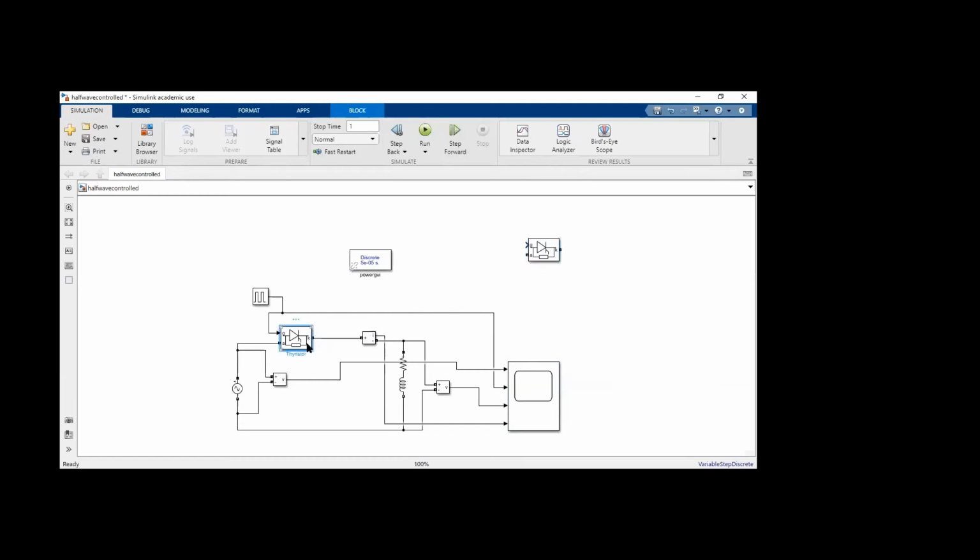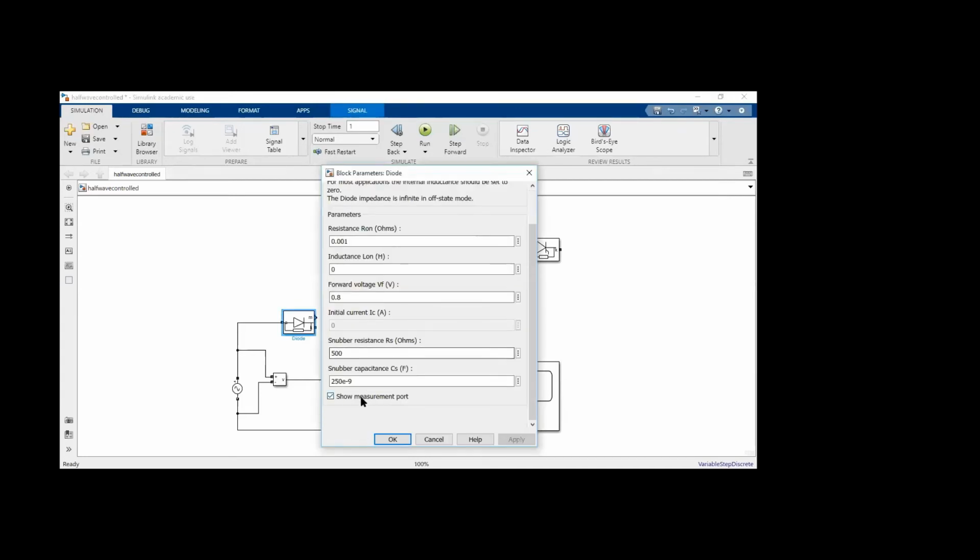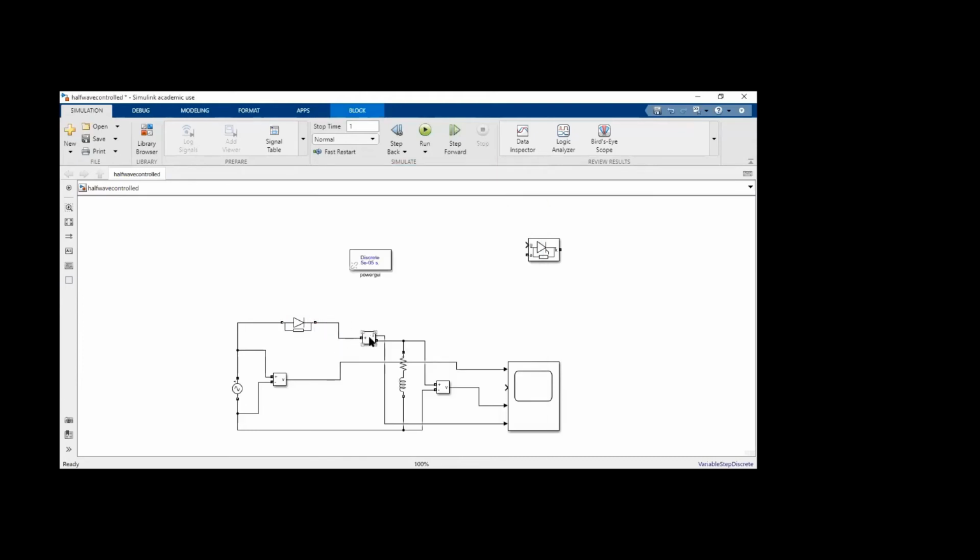This is called a half wave rectifier. Now, instead of the thyristor, I'm removing it. I'm considering uncontrolled. Okay, so for that I have typed diode, so I have taken the diode. Okay, so now here I'm keeping the diode. When you consider this show measurement block, you remove it. Okay, and you connect it. So now you observe what it is.